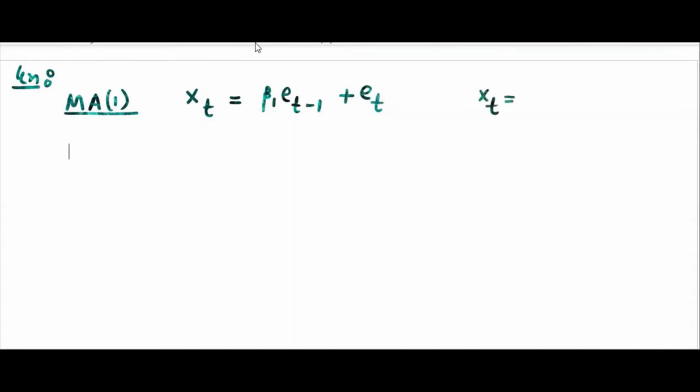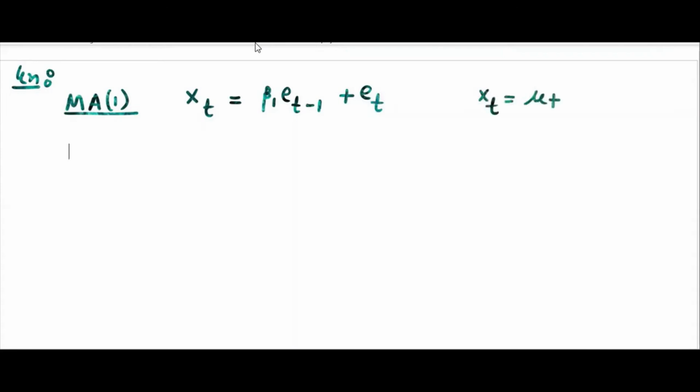So we'll see the MA(1) process. This will be our first example. I can directly write xt = beta 1 et minus 1 plus et. I will not write the mu. You can consider it this way. This is the general MA(1) process.